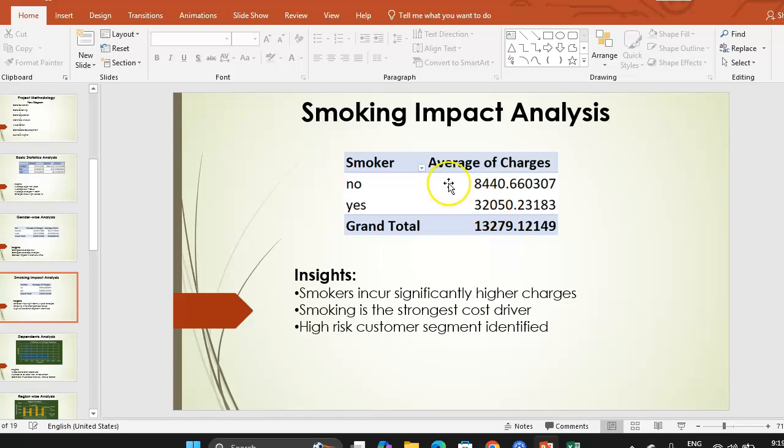As we can see, non-smokers have an average charge of 8,440 and smokers have charges of 32,050. This insight is valuable for insurance companies because smokers represent a high-risk customer segment. Insurance providers can use this information to improve premium calculation and risk management strategy.